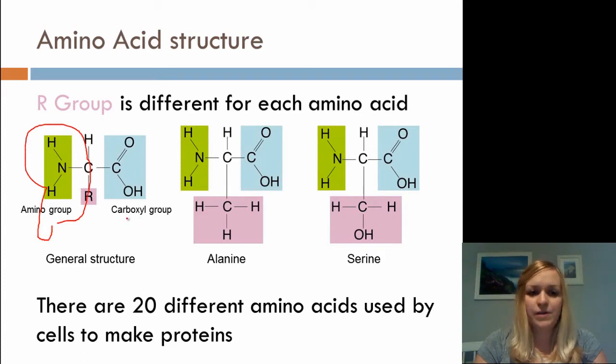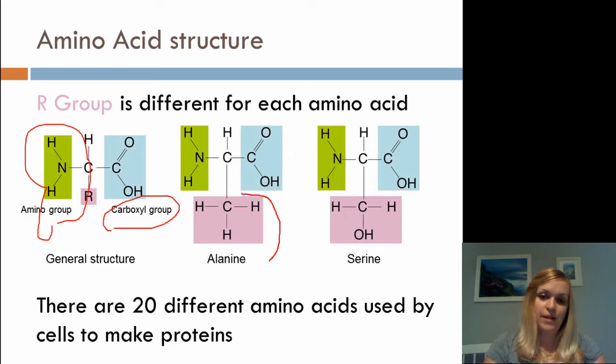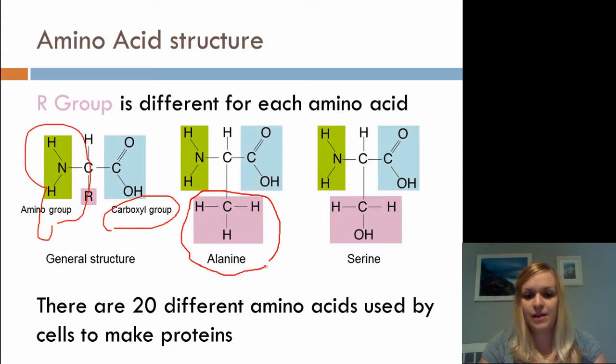The second part of an amino acid is the carboxyl group. And then the third part is what makes all different amino acids unique. So the R group is different for each amino acid. There are 20 different amino acids, and each one of them has something different in this R group spot. Okay, so this is alanine, and then we have serine. You can see there's a difference between those two right here. Otherwise they have the same structure.